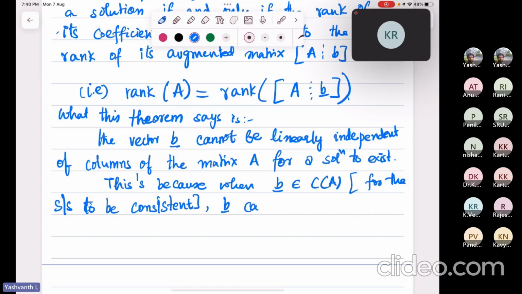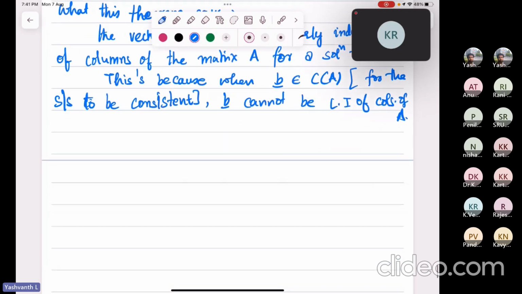B cannot be linearly independent of columns of A. Okay. Let's take an example now.